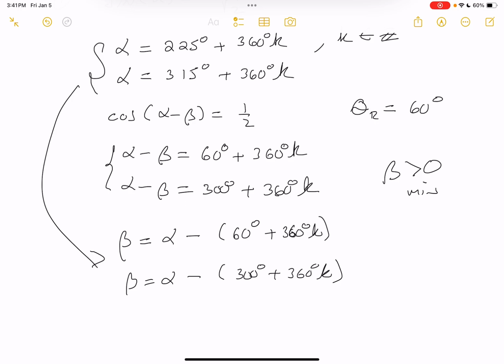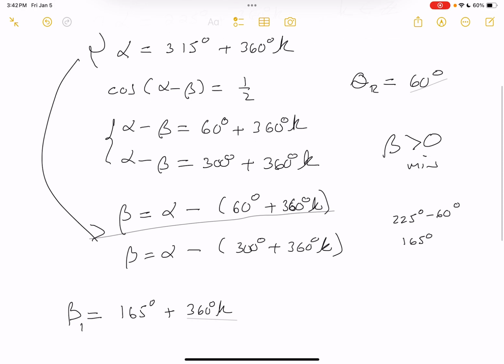All right? So beta is going to be the alpha, and I'm going to write this down as beta 1. So I'm going to take the 225 minus the 60. That's going to be 165, right? Plus 360 degrees k. Again, it doesn't matter if you put plus or minus down. It just keeps repeating itself, all right? So that's one possibility for beta. There's another possibility. I'll put this one over here, beta 2.